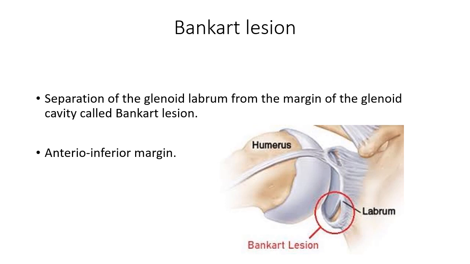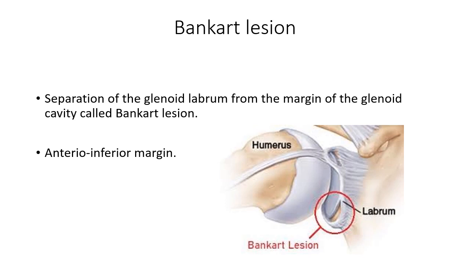We will now speak about Bankart lesion, which is a separation of the glenoid labrum from the margin of the glenoid cavity. Usually the lesion is in the anterior inferior margin of the labrum, and it is associated with shoulder dislocation, because the most common direction of shoulder dislocation is anterior inferior, and this will lead to anterior inferior injury of the labrum. It is a detachment.